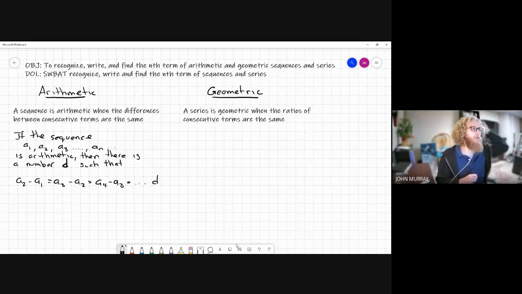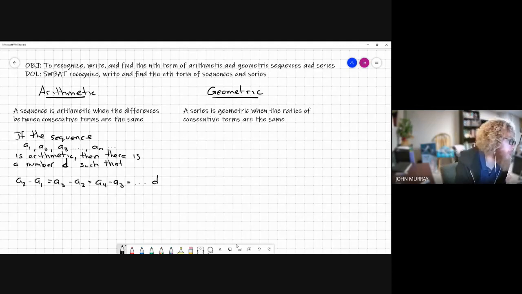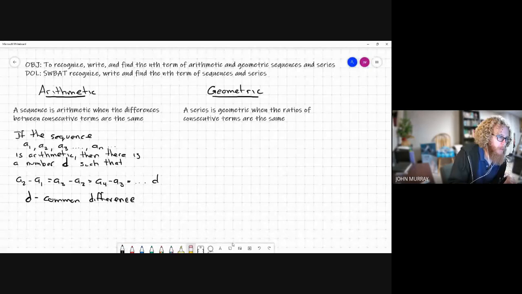okay. So for our arithmetic sequences, we could say if the sequence a1, a2, a3, and so on and so forth, is arithmetic, then there is a number d such that when you subtract a term and its previous term, you always get that number d. And that number we call the common difference.